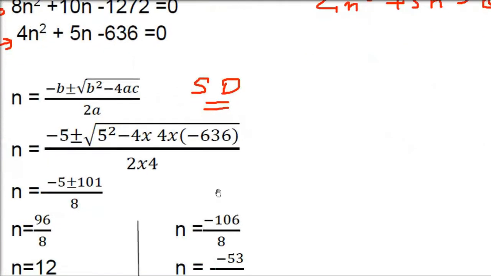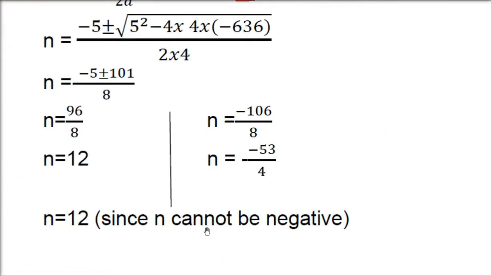N can never be negative. Okay, this is not possible actually. So n is going to be 12, that is the answer.